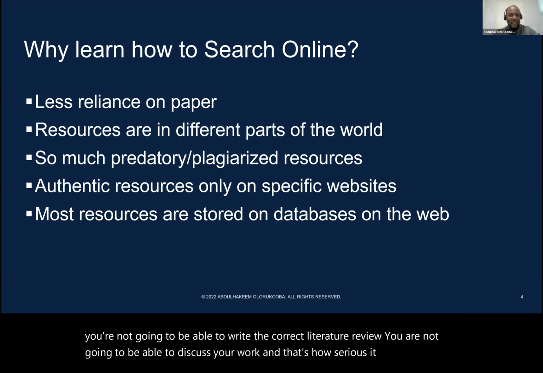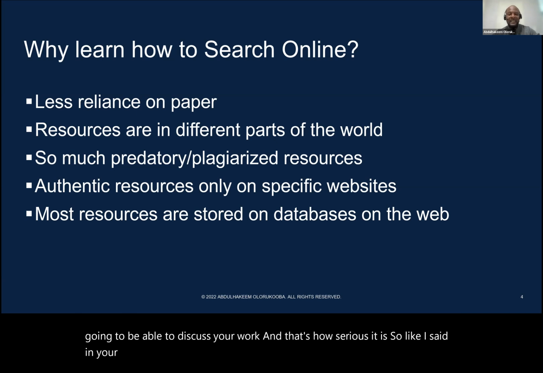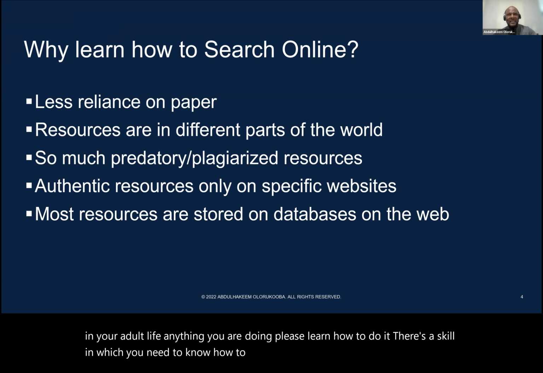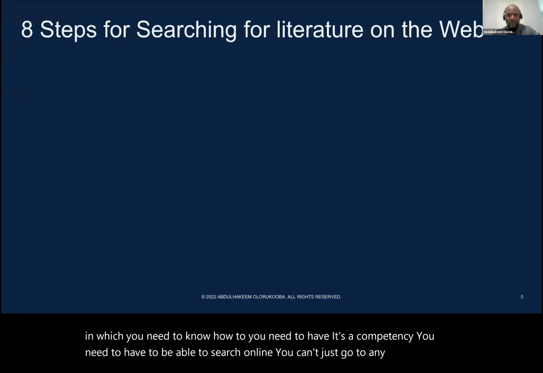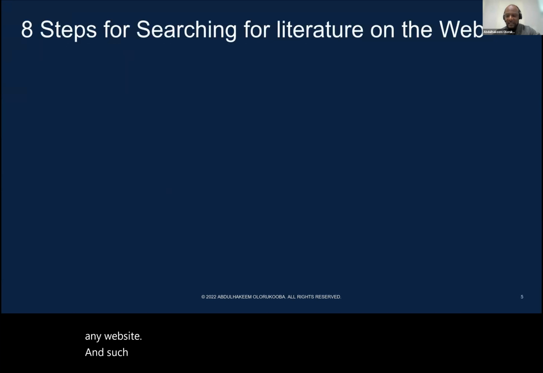So like I said, in your adult life, anything you are doing, please learn how to do it. There's a skill you need to have. It's a competency you need to have to be able to search online. You can't just go to any website and search. So with all that being said, there are 8 steps for searching for literature online.